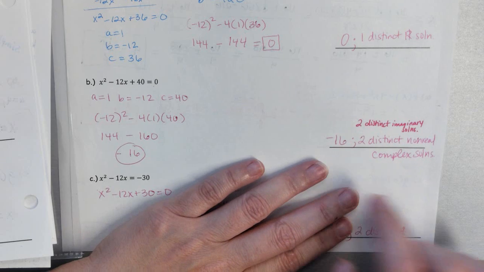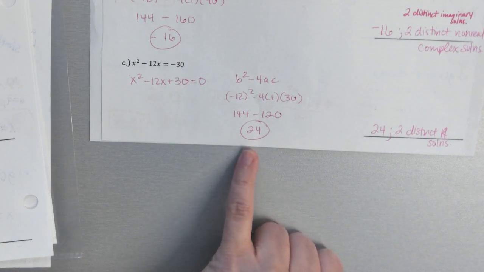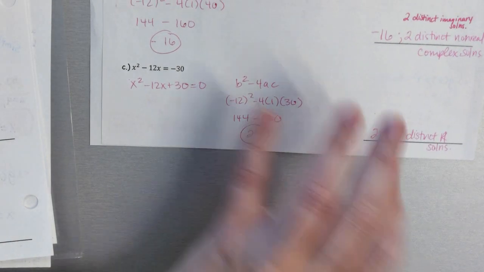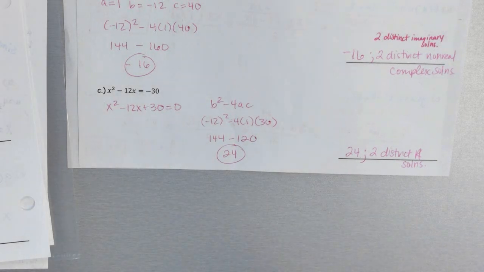I came around and it looks like you did a pretty good job of that. And then for C, you should have got positive 24. So what you're writing is the discriminant and then the number and type of solutions. There are two solutions, they're distinct and they are real. That's the type, and then the number would be 2.